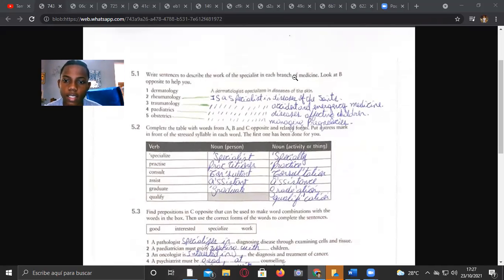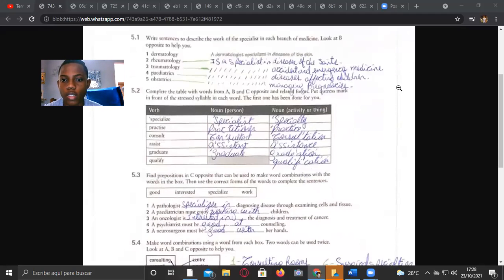Rheumatology is a specialist in disease of the joints. Traumatology. A traumatologist is a specialist in accident and emergency medicine. Pediatrics. The pediatrician is a specialist in disease affecting children. Obstetrics. The obstetrician is a specialist in managing pregnancies.